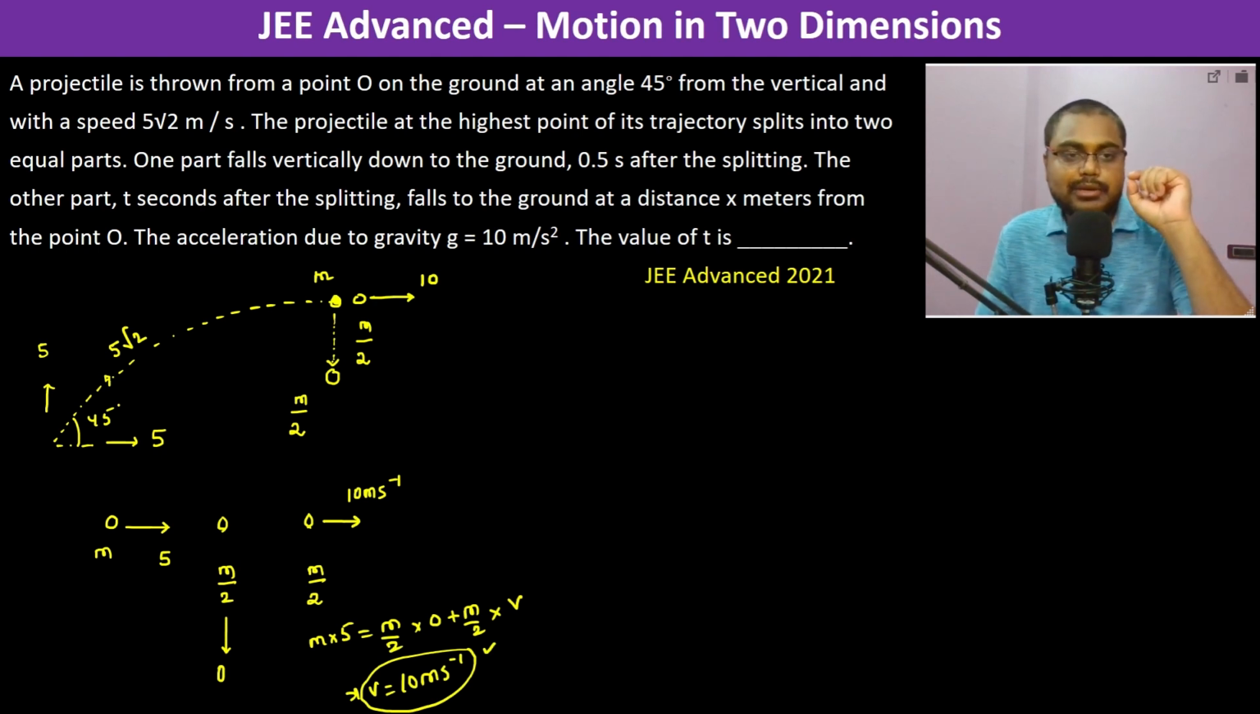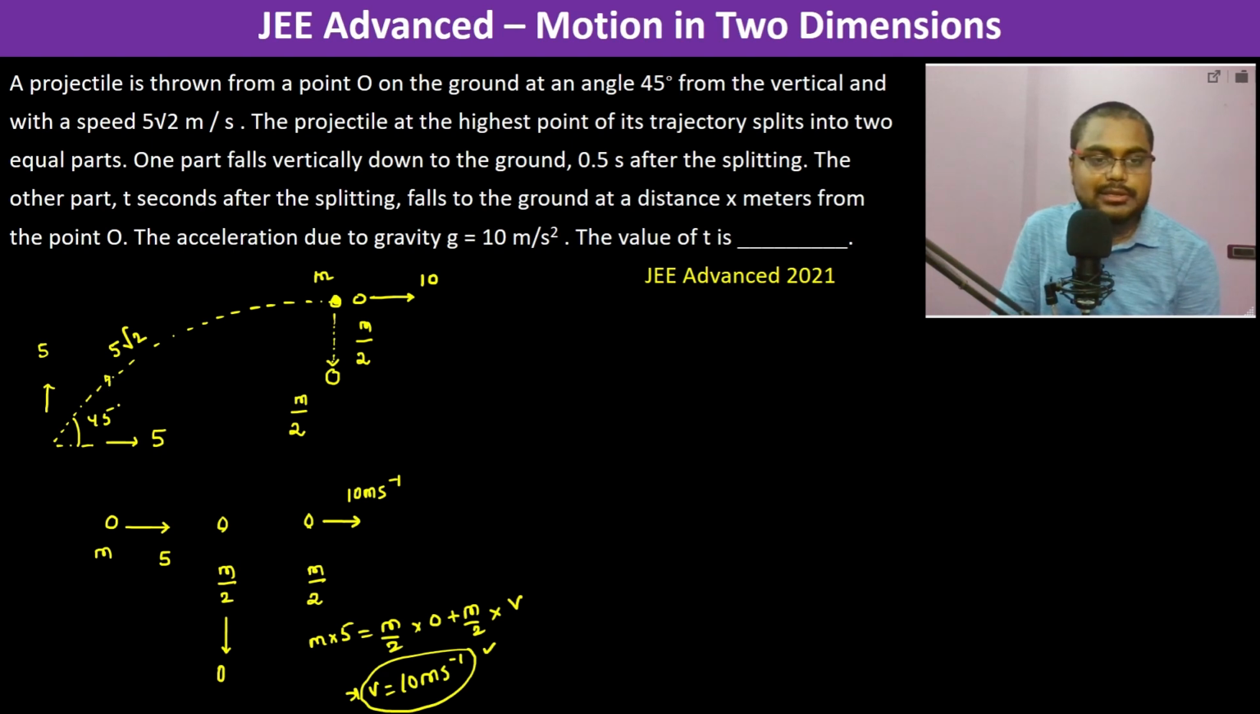Okay, so one part falls vertically to the ground 0.5 second after the splitting. The other part t seconds after the splitting falls to the ground at a distance x meters from the point O. The acceleration due to gravity is g. G is 10. What is the value of t? We have to find out t and we will also find out x. Okay, fine.